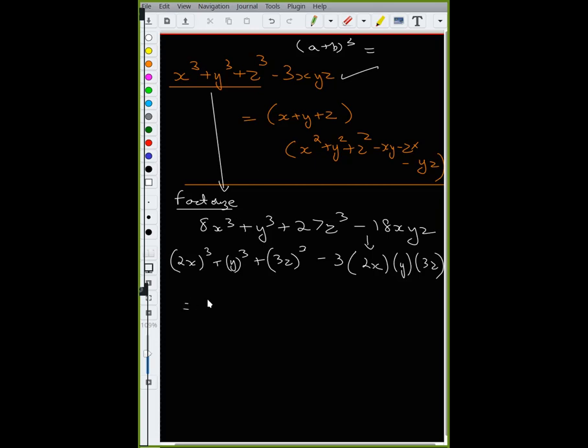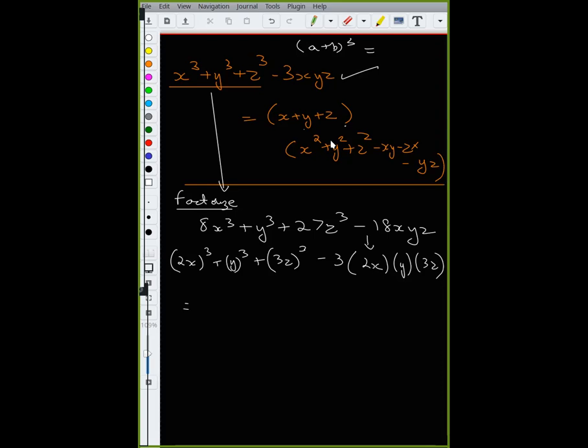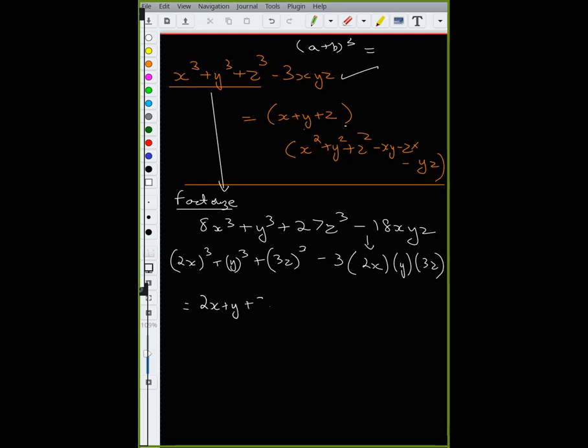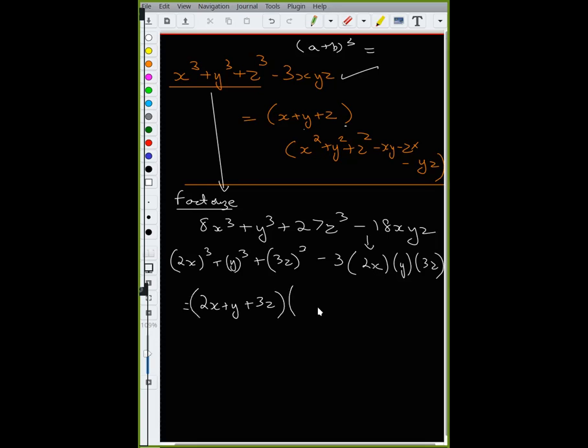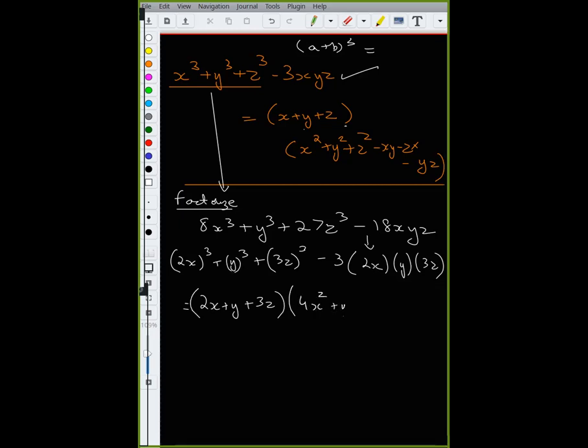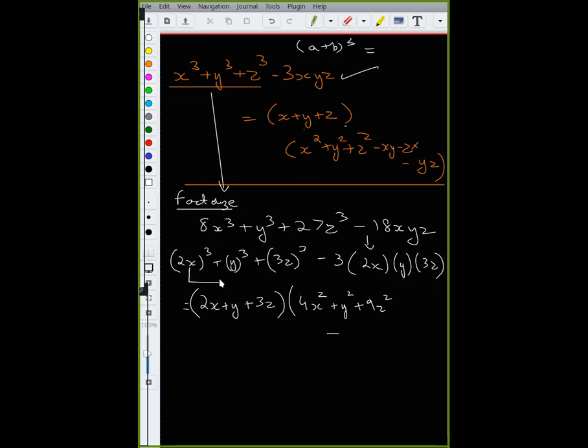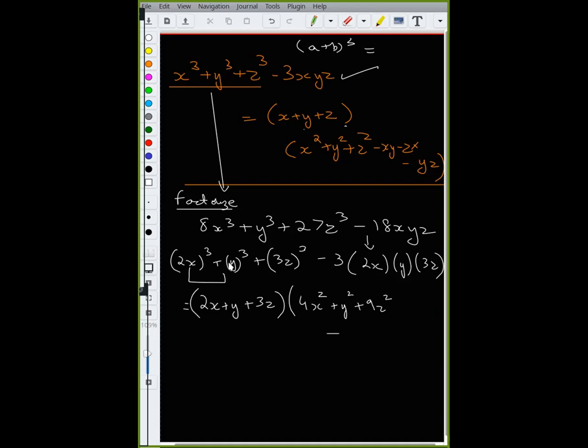So I'll get x plus y plus z, so in this case, I'll get (2x plus y plus 3z) brackets x squared plus y squared plus z squared. So x squared will become 4x squared, y squared will become plus y squared, and (3z) the whole thing squared will become plus 9z squared, right? Minus of xy. So here what is x? x into y. So minus of 2xy.